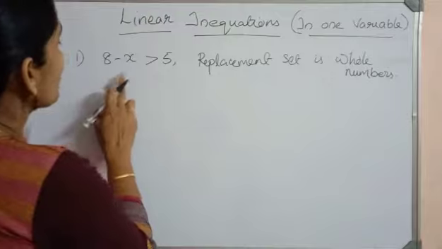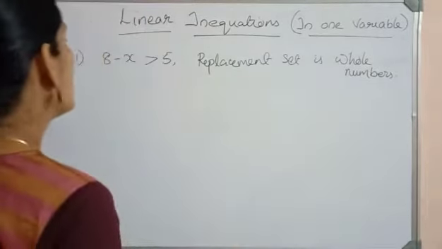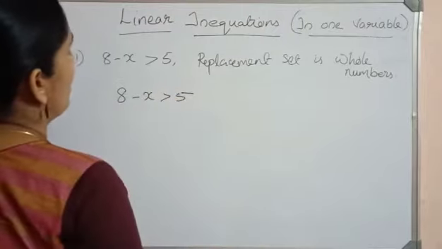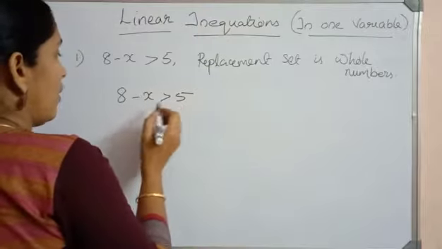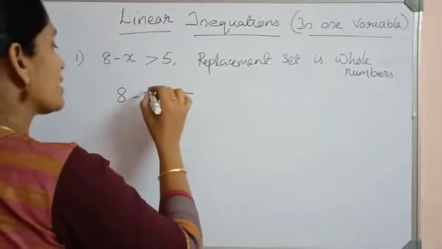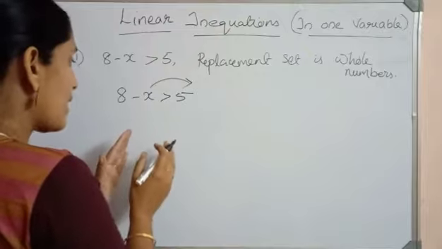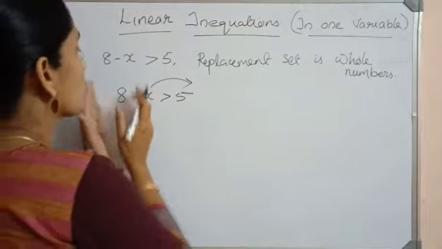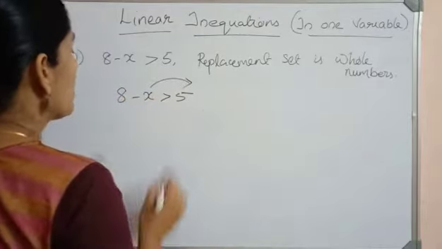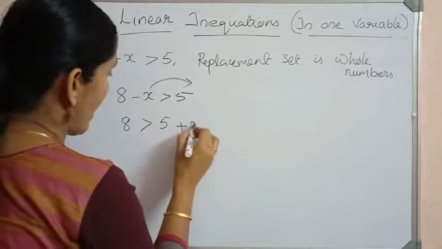Consider the first question. 8 minus x is greater than 5, and given that the replacement set is the set of whole numbers. So when you are considering this question, we have to bring all the numbers to one side as well as all the variables to one side. I am bringing this minus x to the other side. As per the second rule, when you are transferring any negative term to the other side of the equation, it becomes positive. So my expression changes as 8 greater than 5 plus x.